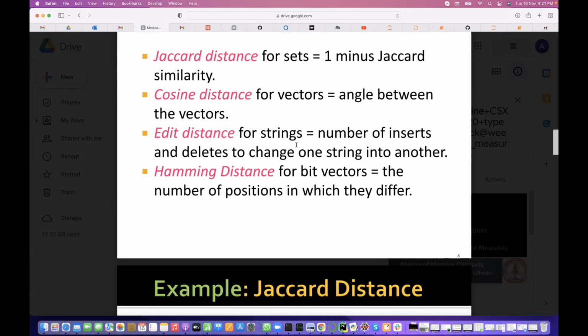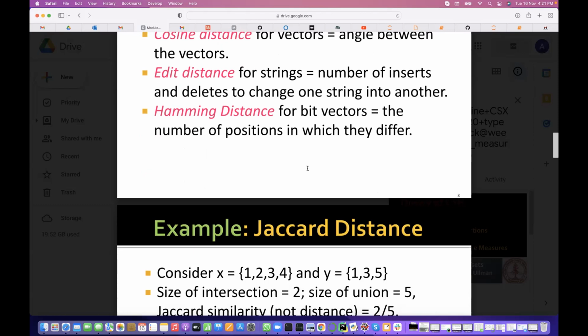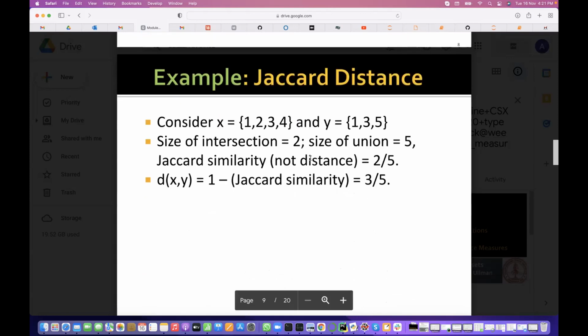Edit distance for strings is the number of inserts and deletes to change one string into another. Hamming distance for bit vectors is the number of positions in which they differ. You have all vectors of zeros and ones, then how many dimensions differ for those vectors? That is the Hamming distance.